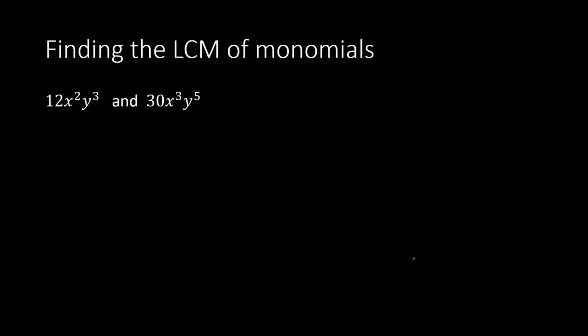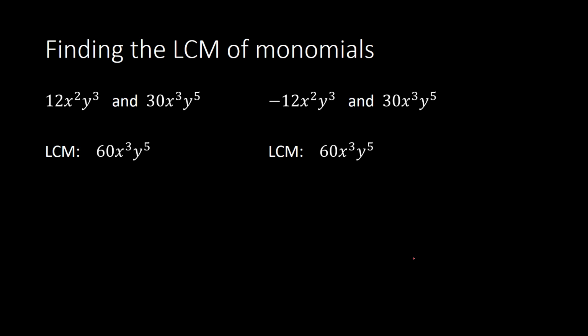And now one last thing is if you have negative numbers. So here we already did this one. We get 60x to the third, y to the fifth. But what if we have a negative 12x squared, y to the third? This is going to be the same for LCM or GCF, where you basically just ignore the negative and make it a positive. So the LCM will not become a negative 60. It's still going to be a positive 60. So same concept, just ignore the negative for both LCM and the GCF.